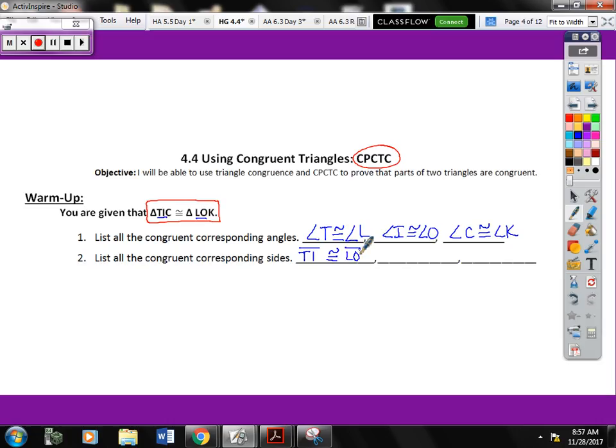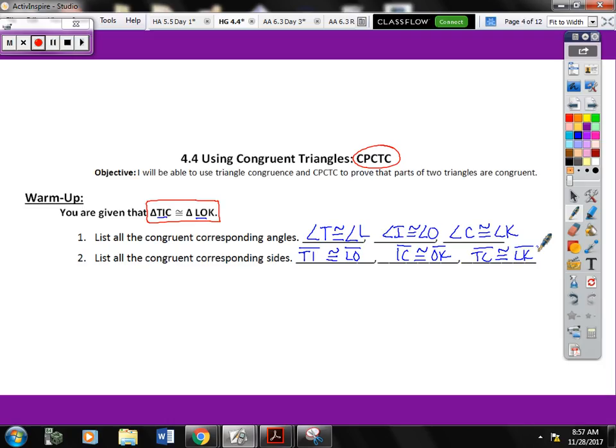Who could give me another pair of congruent corresponding sides? Helen? Segment IC is congruent to OK. IC to OK. Good. And then there's one more. Marquise? Segment TC is congruent to segment LK. Good.